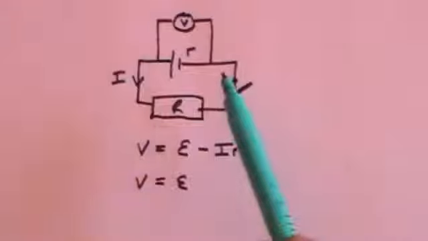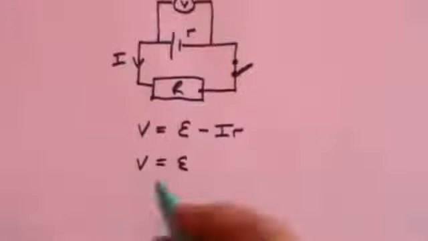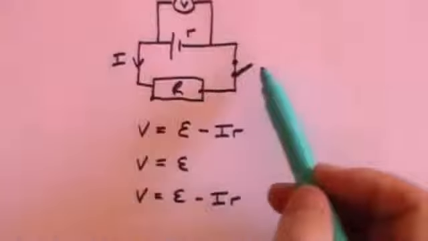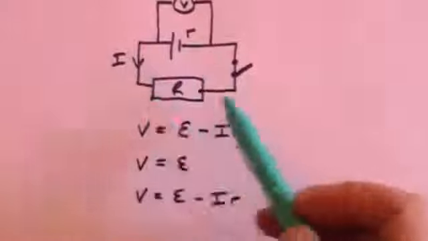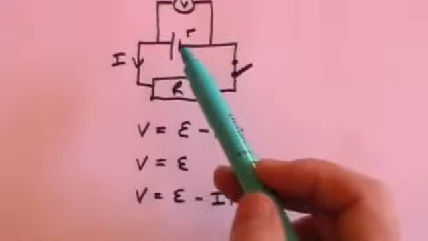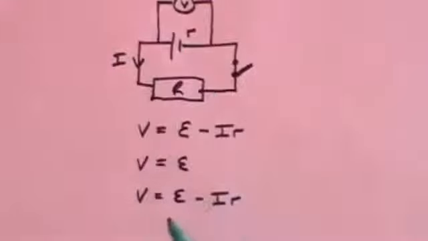But if you then close that circuit, then the V you will measure will be E minus Ir, and now because you've closed the circuit, a current will flow, there will be a current in the battery, therefore there will be a potential drop across the battery, and therefore the voltage that you measure will be lower than the EMF, by the amount of I, the current, times r, the internal resistance.